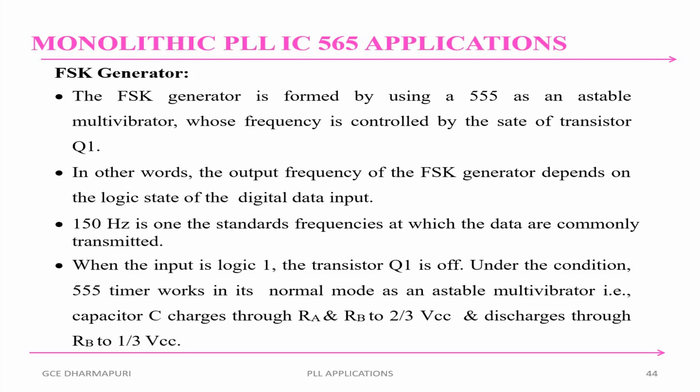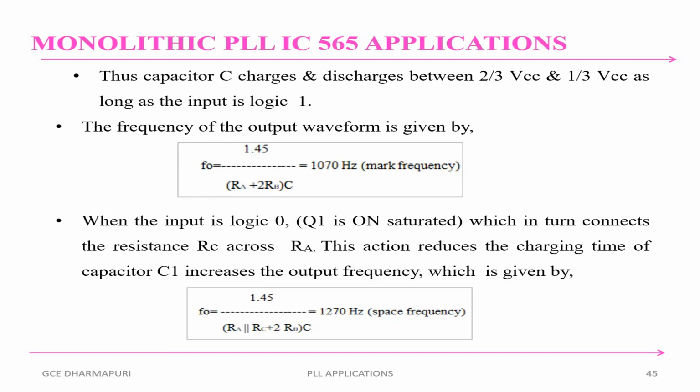That is, a capacitor C charges through RA and RB to 2/3 VCC and discharges through RB to 1/3 VCC. Thus, the capacitor C charges and discharges between 2/3 VCC and 1/3 VCC as long as the input is logic 1. The frequency of the output waveform is f0 = 1.45 / (C(RA + 2RB)), that is equal to 1070 Hz.